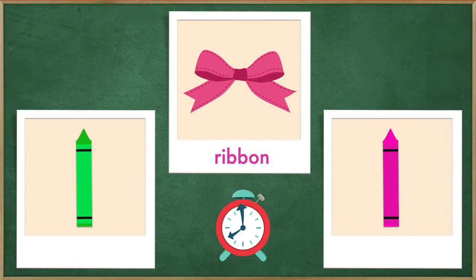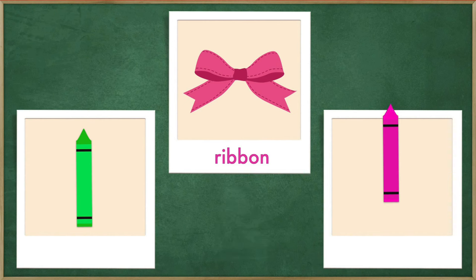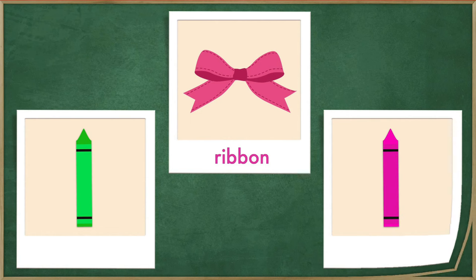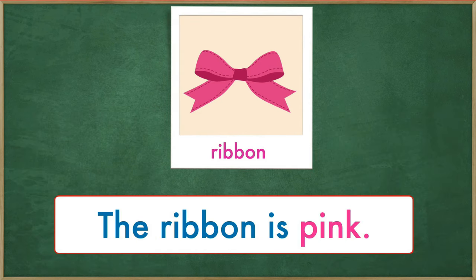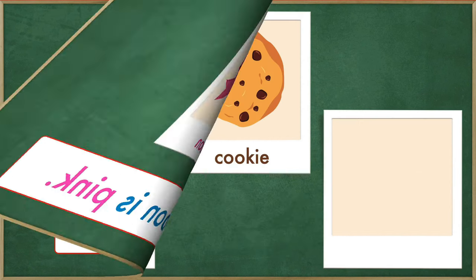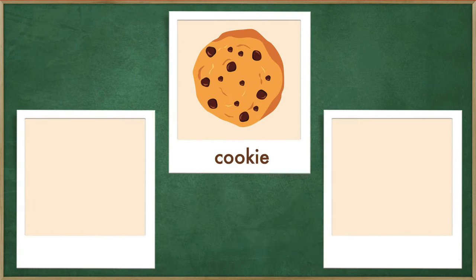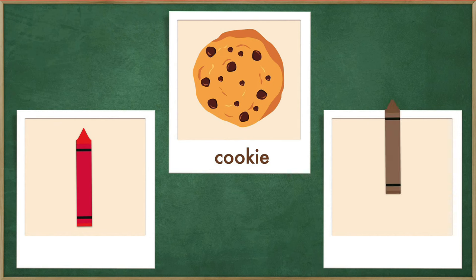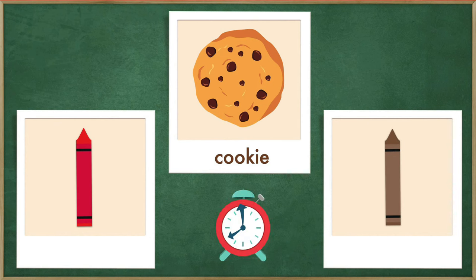What is your answer? The right answer is pink. The ribbon is pink. Next one. Do you know what this is, kids? This is cookie. What color is the cookie? Is this color or this color? Go think.